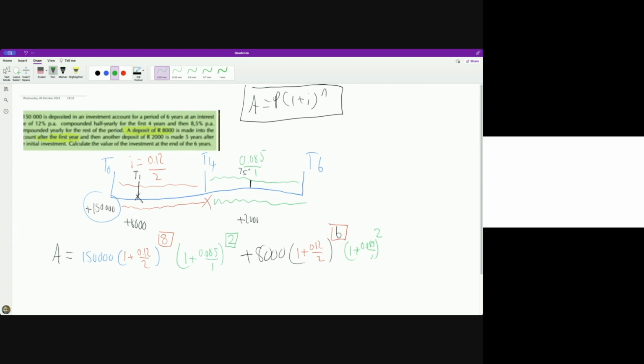What have I not dealt with yet? What's the final thing I need to deal with to solve this question? What have I left out? There's something I've left out. I dealt with this. I dealt with that. There's something else that's going to haunt me if I don't deal with it.